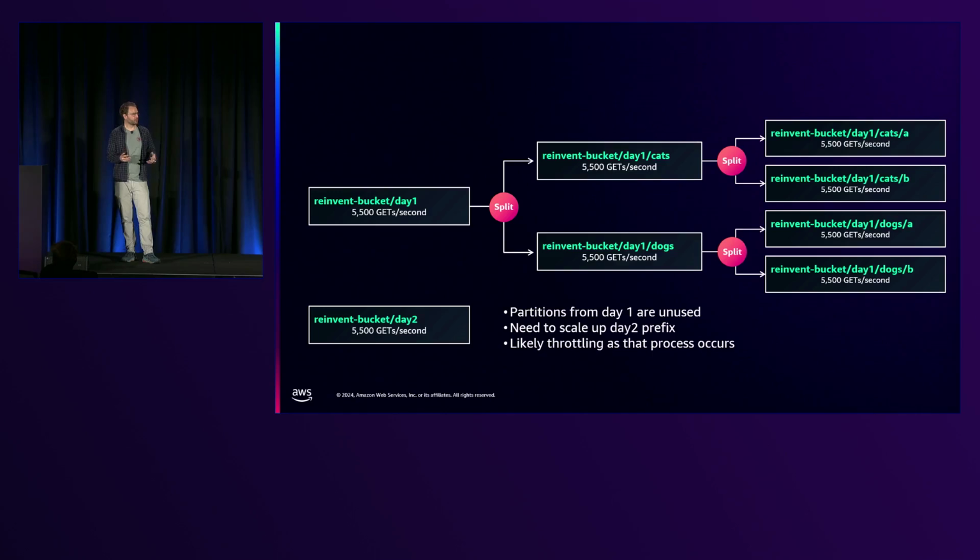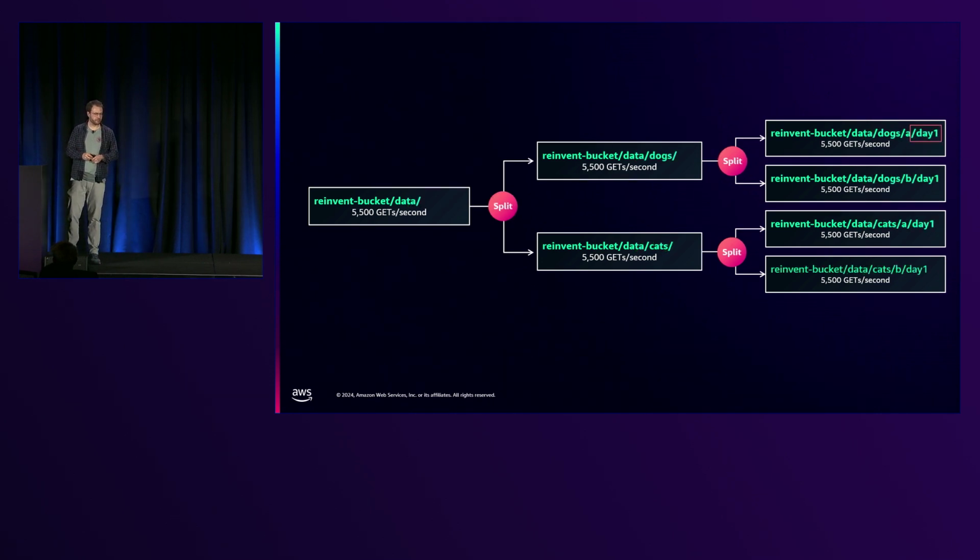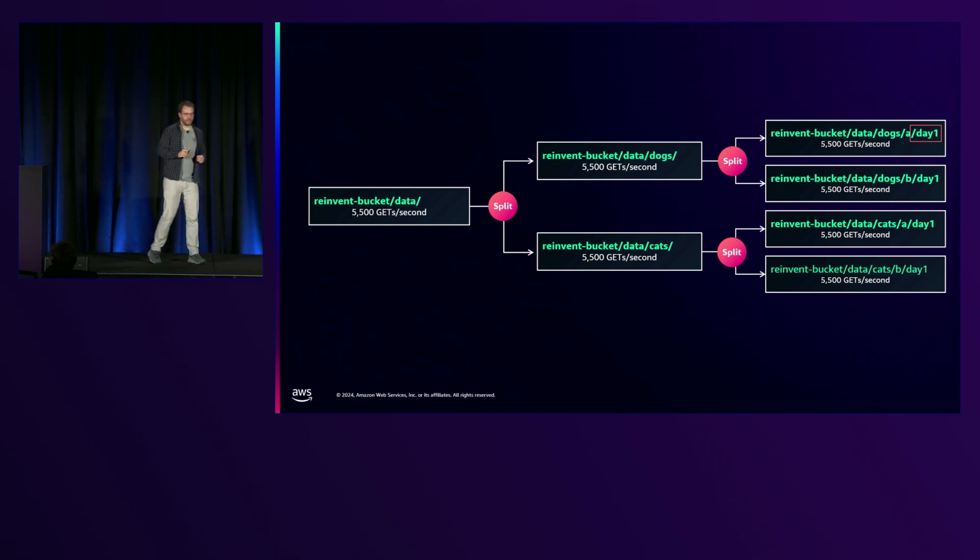What we want to do is reuse these prefixes that are scaled up, right? We did all this work on day 1 to get the scaled up prefix. How can we make use of that and reuse these prefixes? It's actually quite easy to do that. If we move this day 1 to the right in our key names, then on the first day S3 scales the prefix up, right? This common prefix, in this case, is called data. So it scales the prefix up. You get your 22,000 TPS for that bucket.